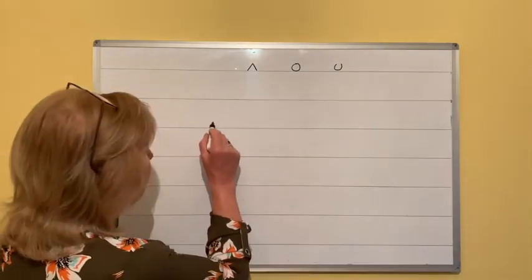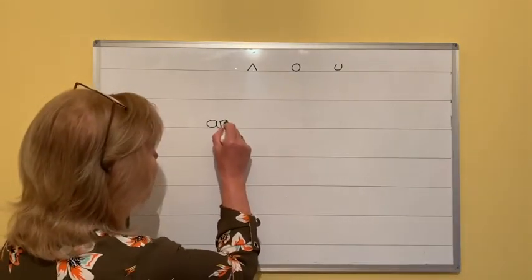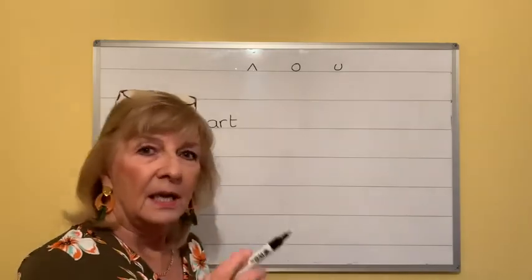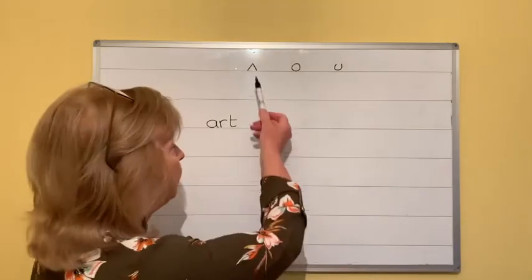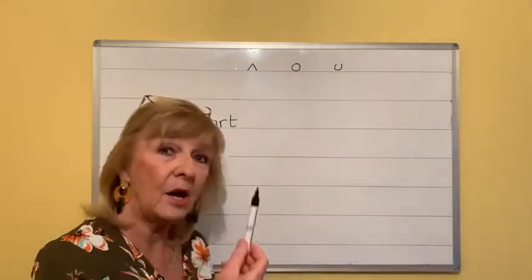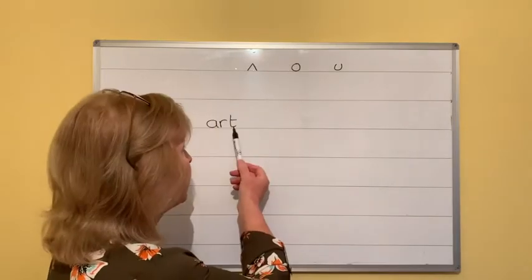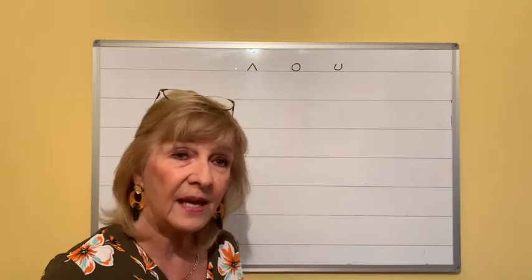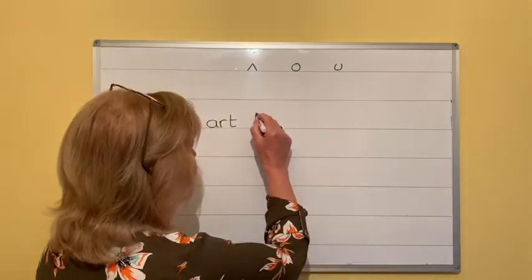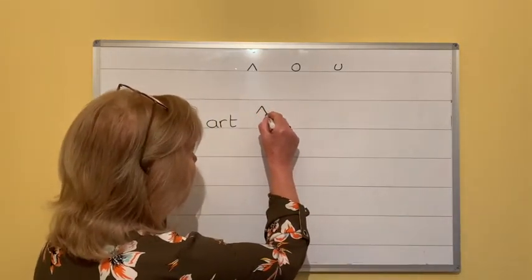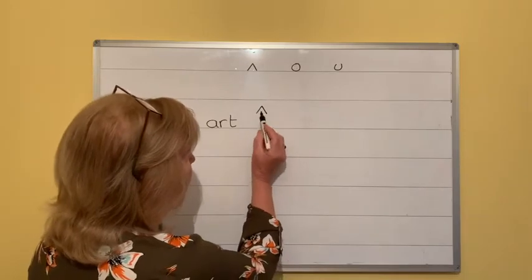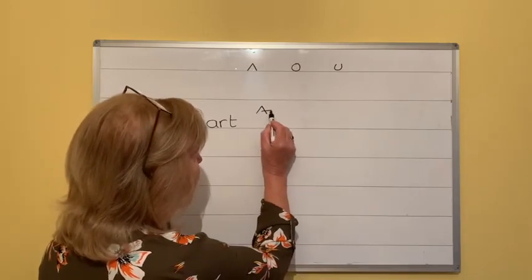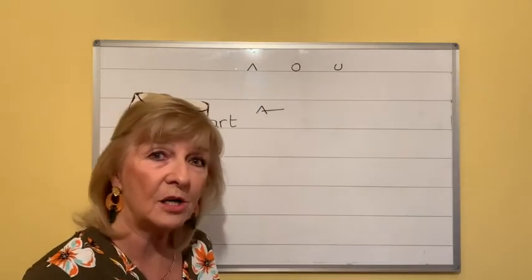So let's take a word like art. It begins with the A, it's followed by an R, and so we write the next consonant, which is the T, inside the A. So I'll put it upstairs so that the T is on the T line. Full A, starting from the centre, write the T inside, and that becomes art.